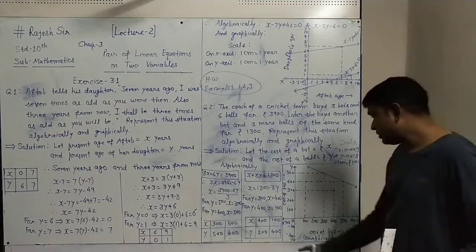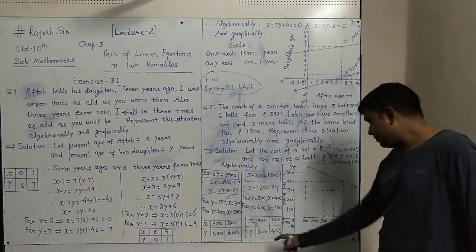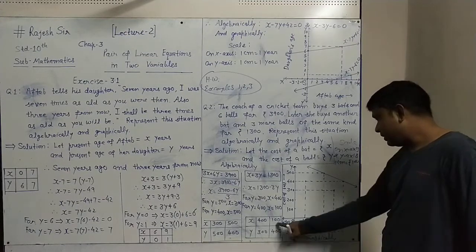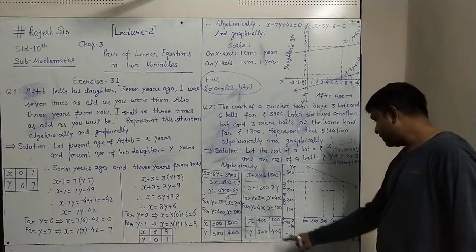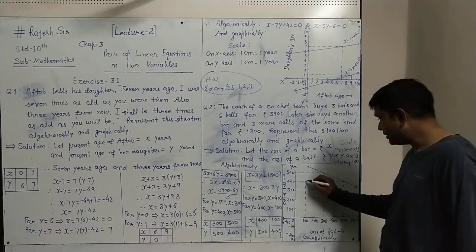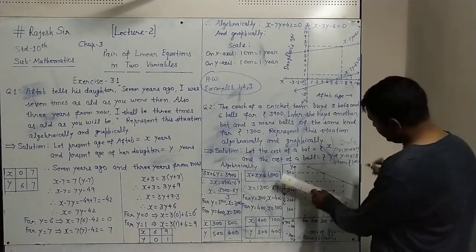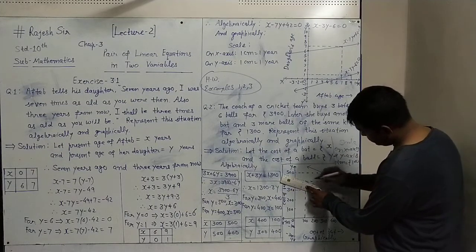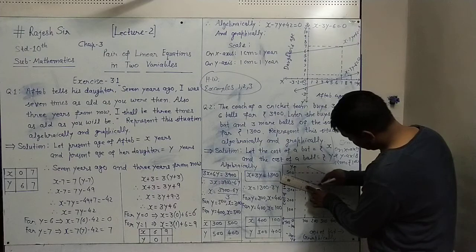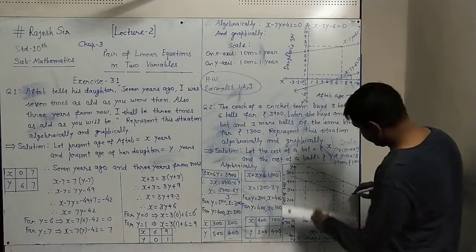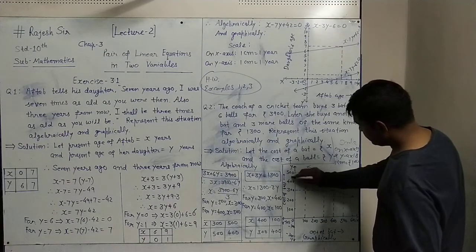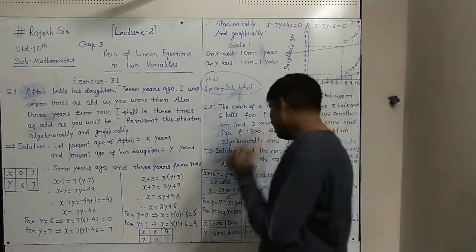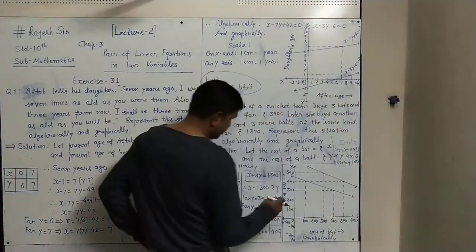The second equation is when 400x, 300y, this point, and 100 and 400, 100 on x, 400 on y, this point is another point. Joining these two we will get another line. So this is the other line. Graphically we have represented. On this line we have to write up the equation.